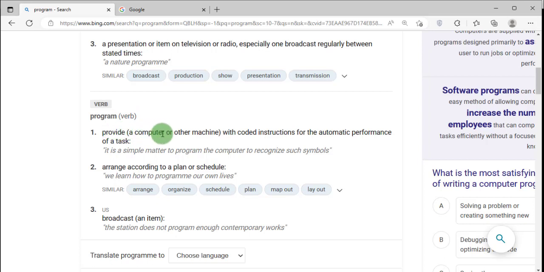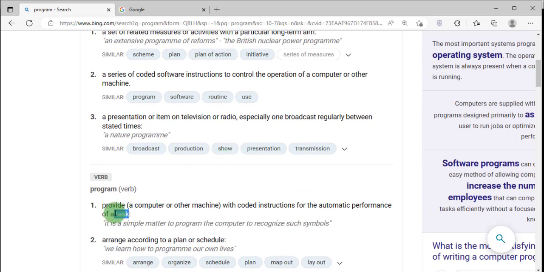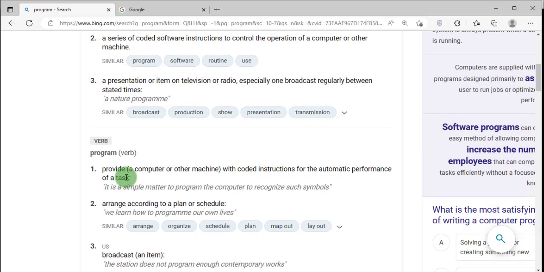Program is to provide a computer or other machine. So this definition is about a computer and a machine. It says program means to provide a computer or other machine with coded instructions for the automatic performance of a task. Here this definition is saying a task, but in the first definition as a noun, we have been given an aim. We will explore more what the difference is between task, aim, and goal.